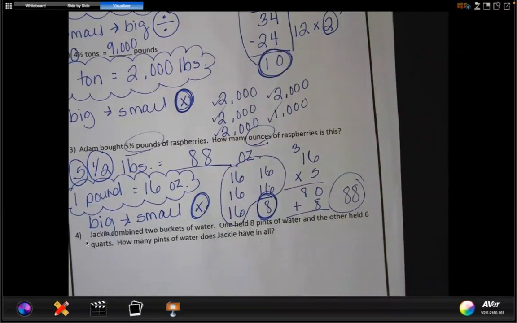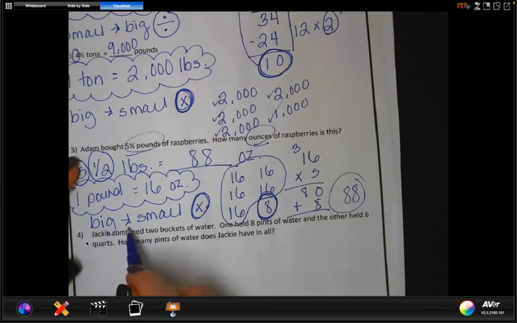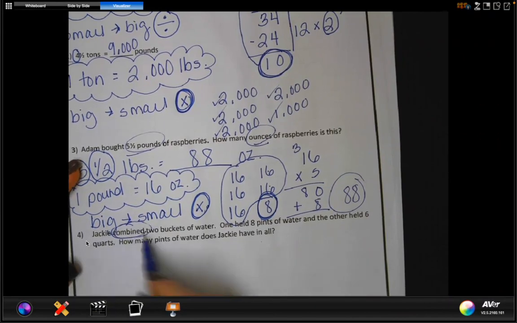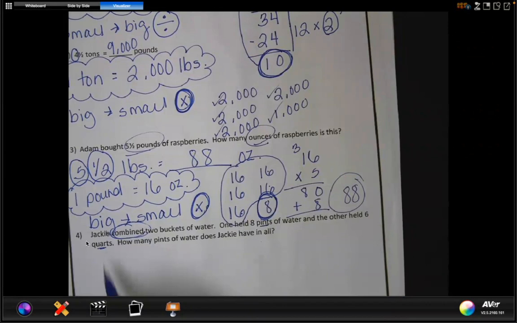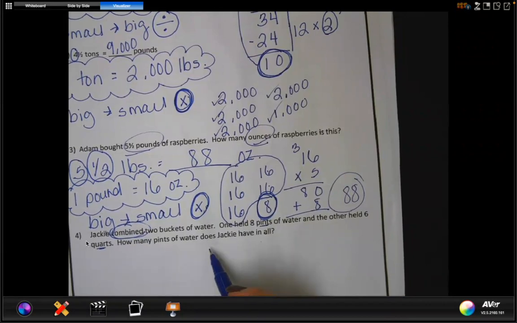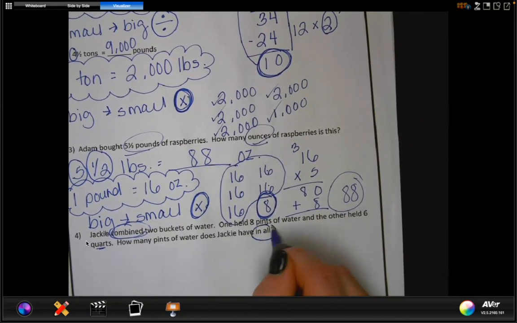That's up to you. All right, guys, last one we're going to do, number 4. It says Jackie combined 2 buckets of water. One held 8 pints of water, and the other held 6 quarts of water. How many pints of water does Jackie have in all?